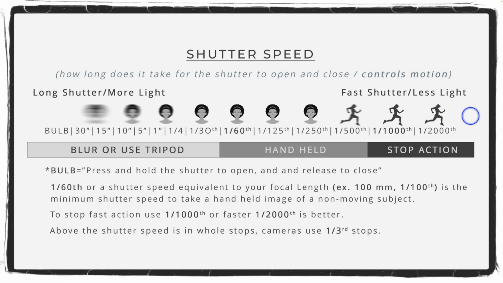We've got some examples down here of what you should be using. So here we have blur or use tripod, and we're going to take a look at tripod. So this is a good speed for handheld images that are non-moving. And to stop action, you really want to be up at about 1,000th of a second or longer.